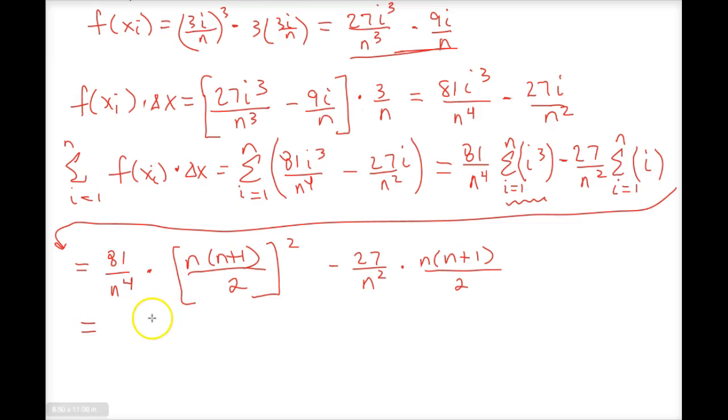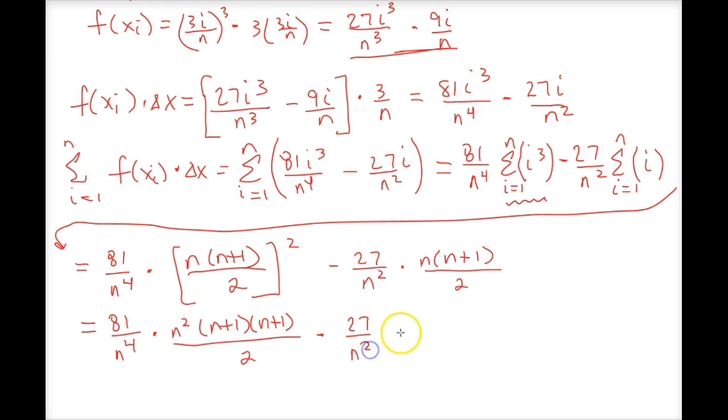All right, so of course at this point, I'm just going to try to do as much simplification as I can. And we'll come here, say 81 over n to the fourth, and if we square this, we'll say this is just n squared times n plus 1 squared over 4. I'm going to write it like that because it'll actually benefit me to do so because of what we're trying to do with the limits later. So this is 27 over n squared, of course, this will still be n times n plus 1 all over 2.